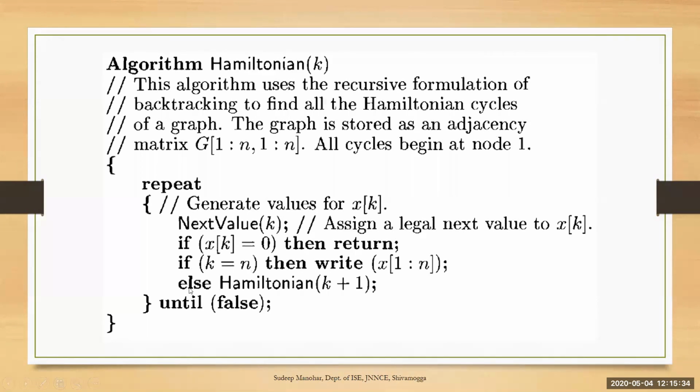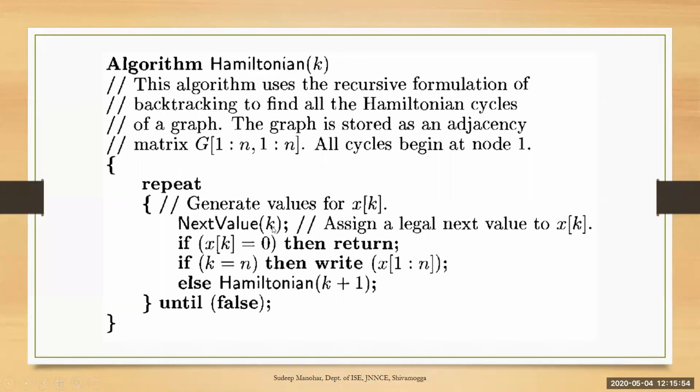It comes to the next one. It makes the call to Hamiltonian, the same function, by passing k plus 1. That means k plus 1 becomes 3. Now we are finding the third vertex. We have found the second vertex, x of 2. Now we have to find the third vertex. So like this, it will check the next value using this next value function.